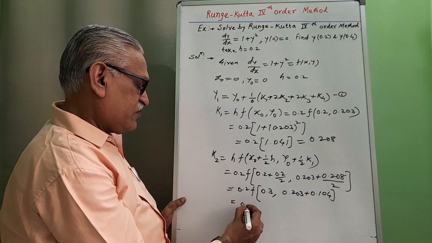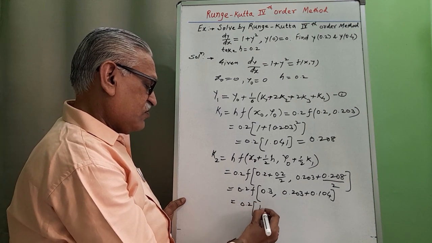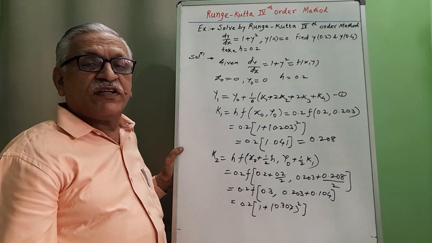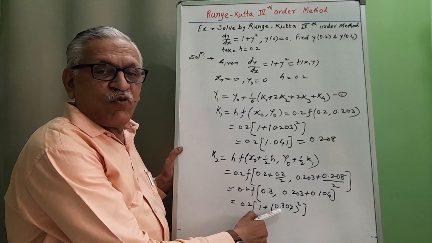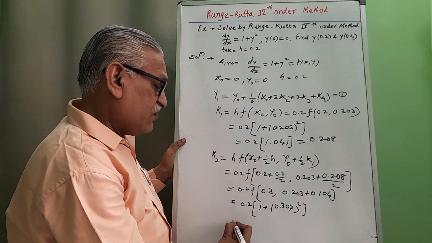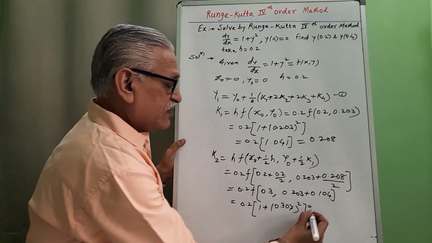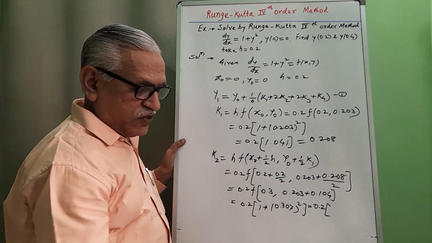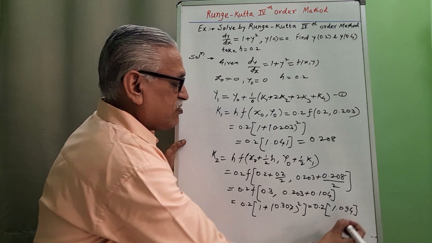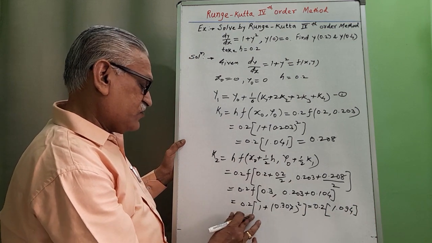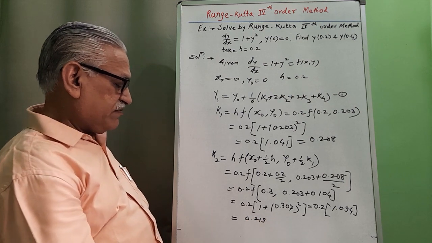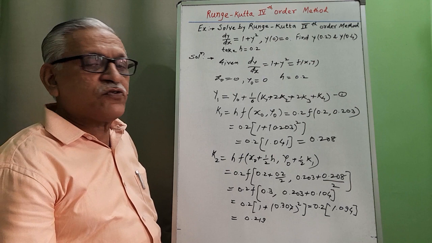and therefore it is 0.2 times 1 plus y square, therefore it is 1 plus y square, y is here 0.307 and its square. Then simplifying by calculator we get that value as 0.2 times 1.094, and therefore it is equal to 0.219. It is the value of k2.